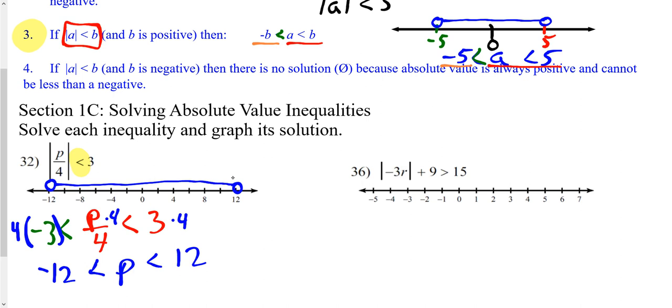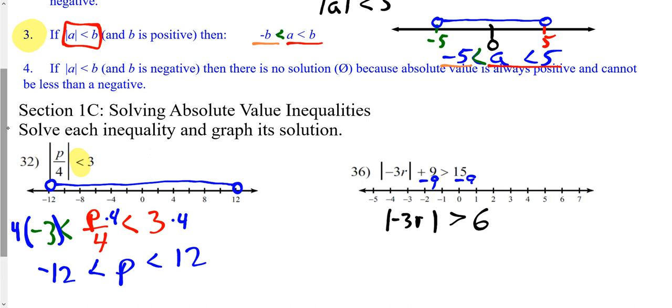When we look at problem number 36 over here, remember you have to get absolute value by itself. To get absolute value by itself, you'd have to undo that positive 9, so you'd subtract 9 from both sides. And then we end up getting the absolute value of negative 3r is greater than 6.